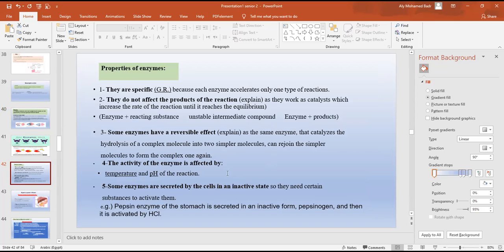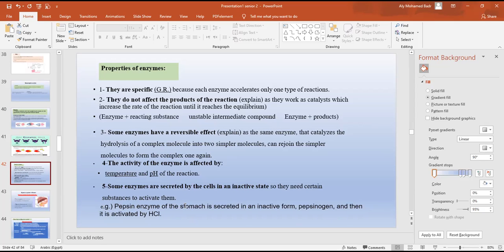The activity of the enzyme is affected by the temperature and the pH. Some enzymes are secreted by the cell in an inactive state, so they need a certain substance to activate them. For example, the pepsin enzyme, which is secreted inside the stomach. It is secreted in an inactive form called pepsinogen, and with the help of the HCl present inside the stomach, it will be converted to the active pepsin.